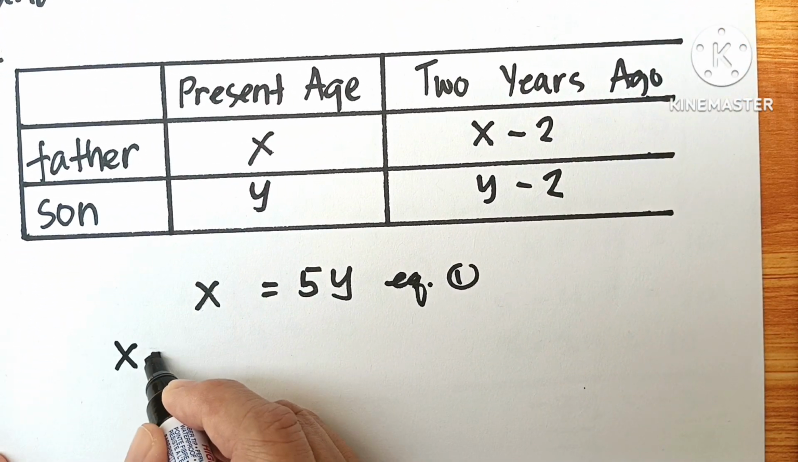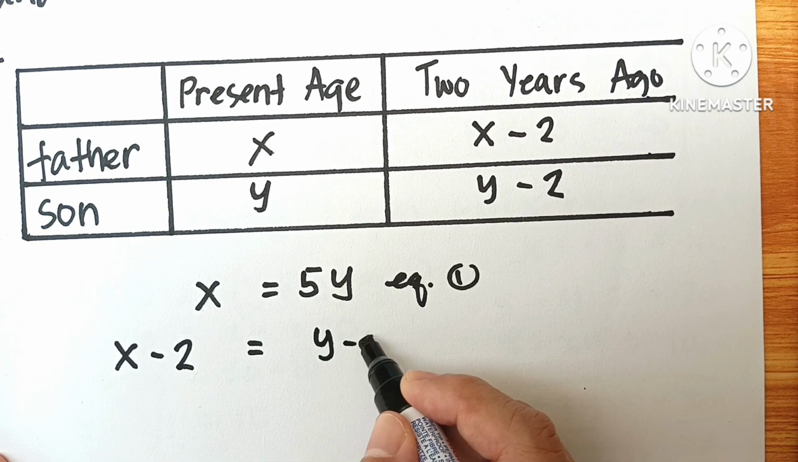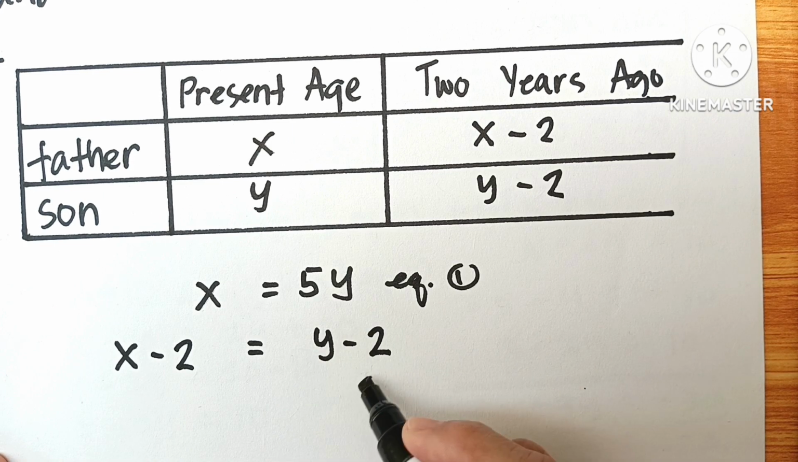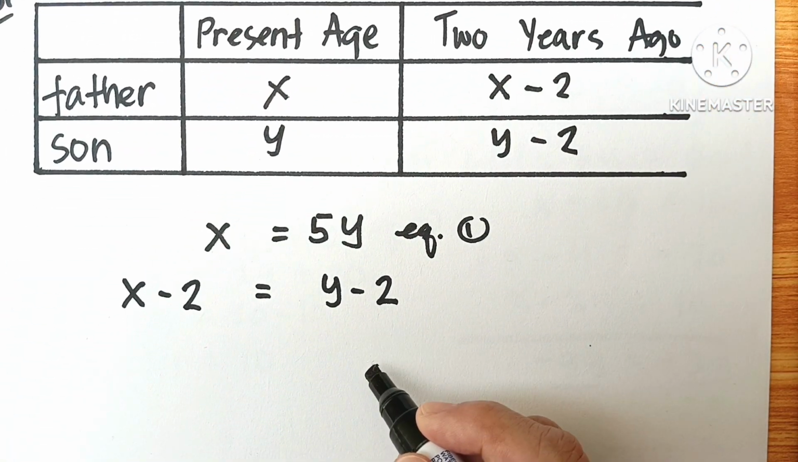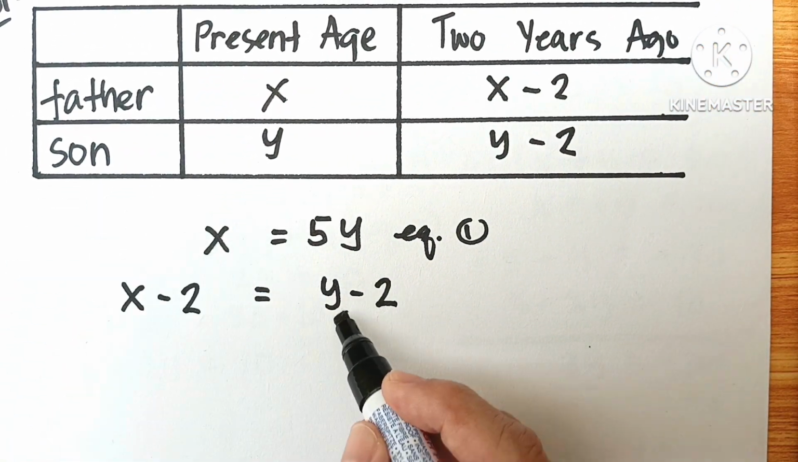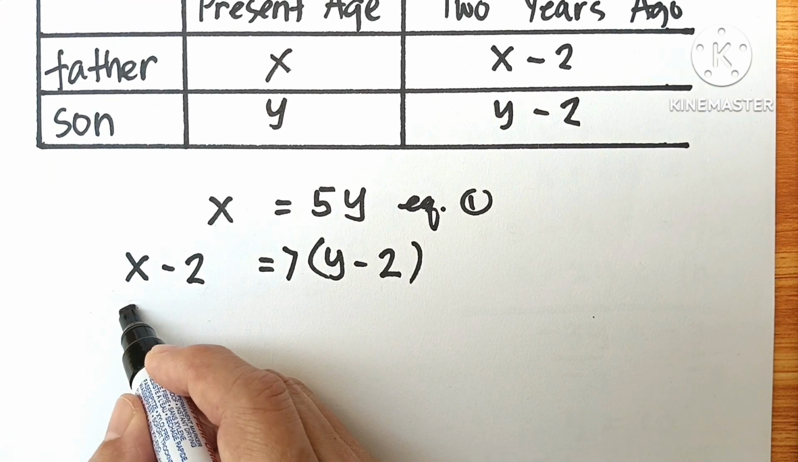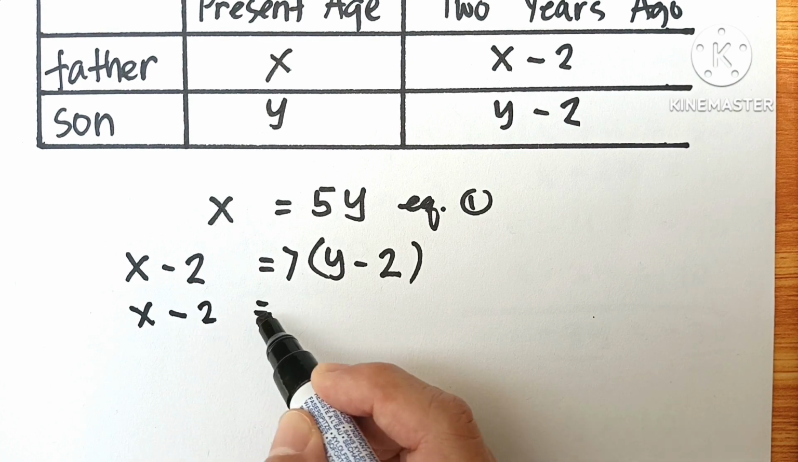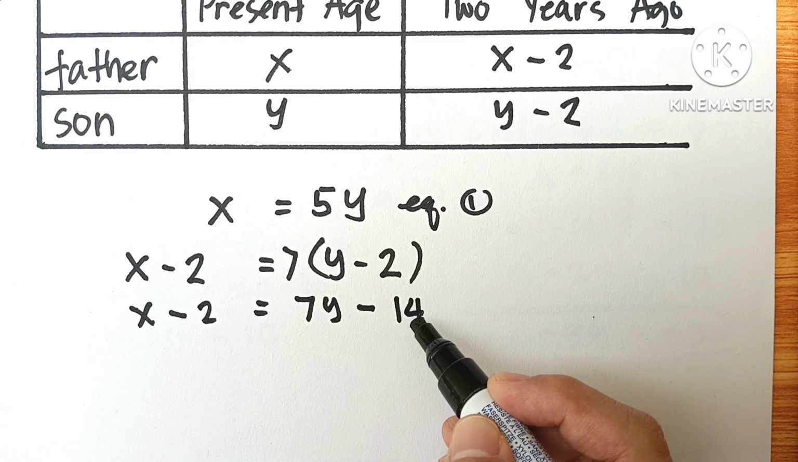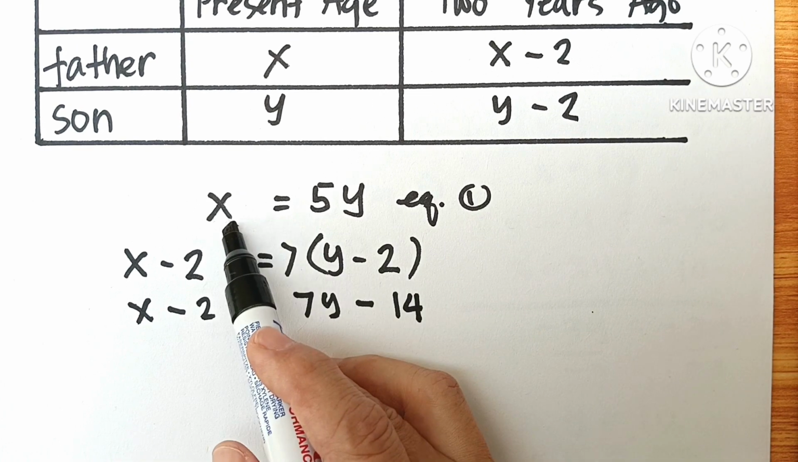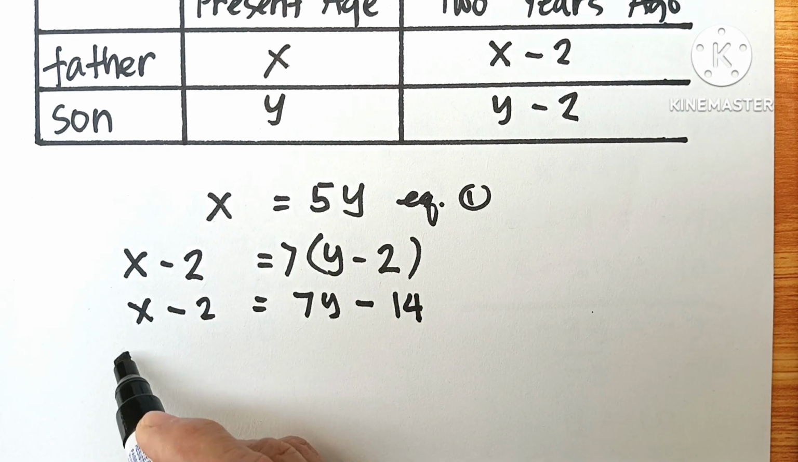Now, for the second equation, since the father was 7 times as old as his son, by using the third column, lagay natin yung x minus 2 and y minus 2. Again, kanino natin ibibigay yung times 7? Siyempre, doon sa mas bata, no? Doon sa son. Okay? So, 7 times y minus 2. Let us simplify the equation. X minus 2 is equal to 7y minus 14. Okay? Now, since x is isolated in equation 1, the method of substitution would be much easier to use, no?